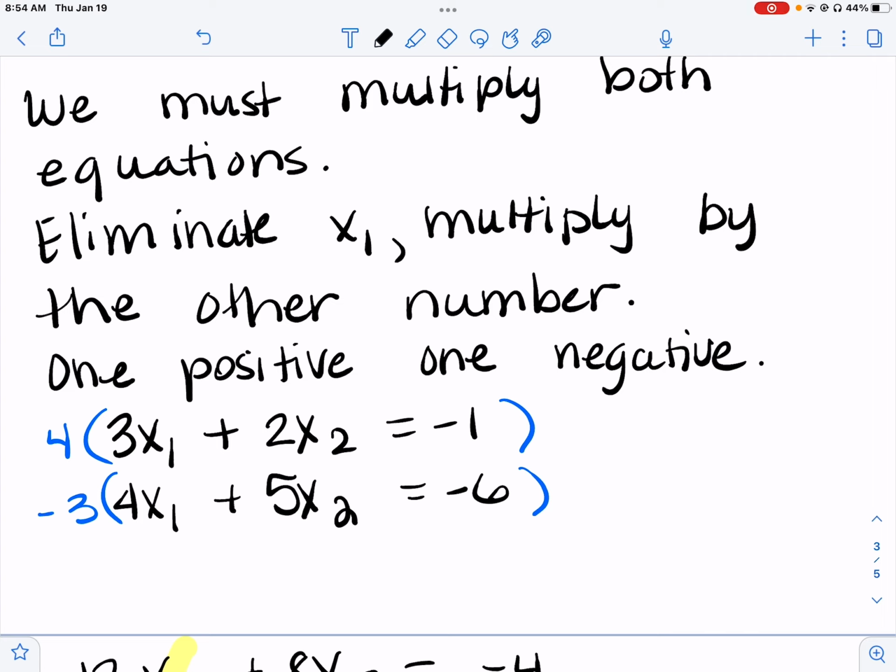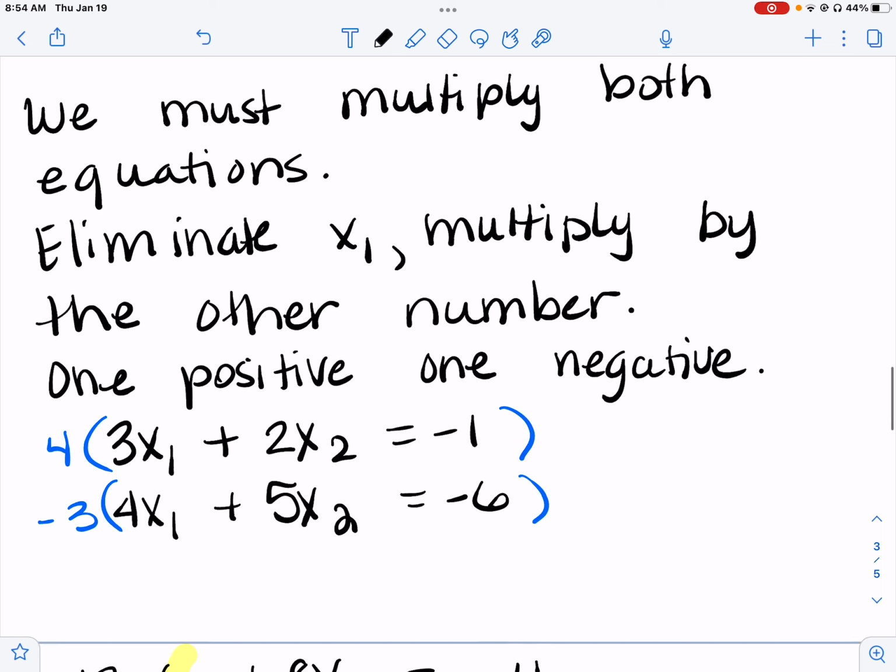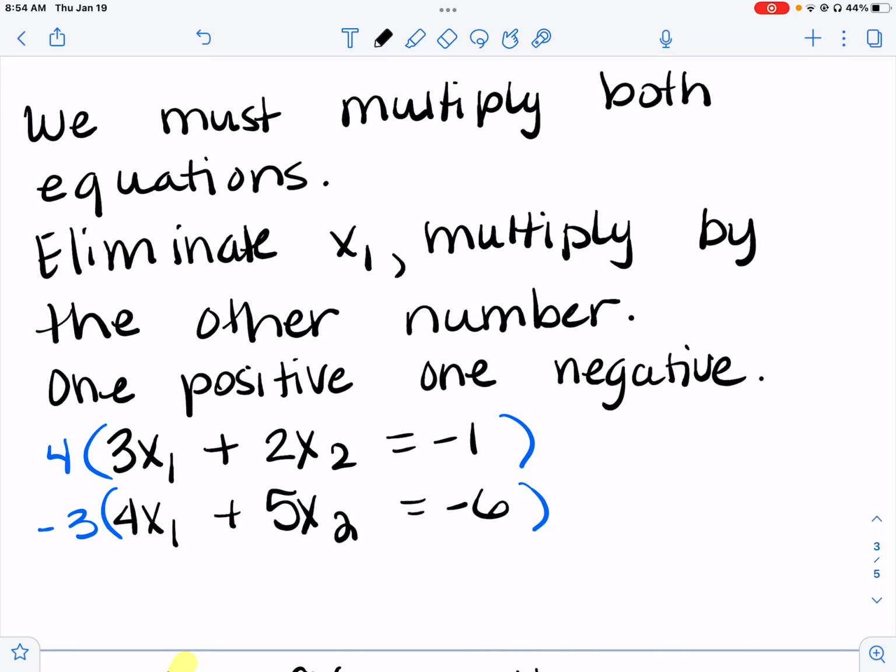To eliminate x1, we're going to multiply by the other number. Whatever's in front of x1 in the other equation, that's what you multiply by. But one of them has to be positive and one of them has to be negative in order for it to cancel. So if I multiply the first one by 4, because the other equation has 4 in front of x1, multiply the second equation by negative 3. The first equation has 3, so we're multiplying by the opposite number in front of x1. But we need one of them to be positive. It does not matter which one.